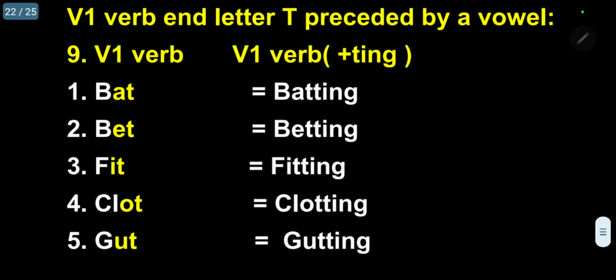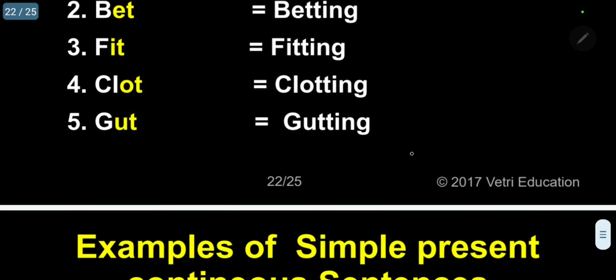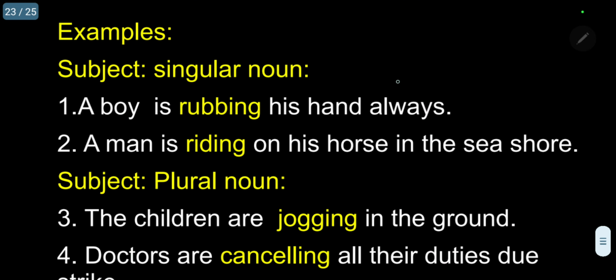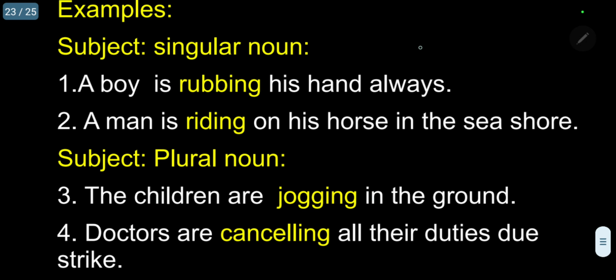Only by adding this along with the primary auxiliary verbs and the main verb, if you add this, you will get the simple present continuous sentence. Now, I'll give examples using these letters. Kindly follow. I am using the letters.